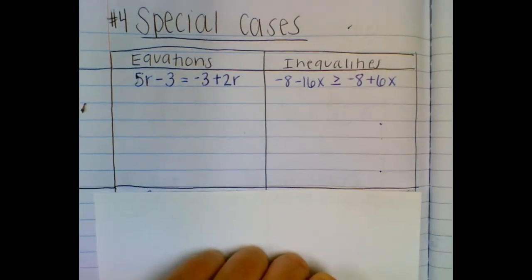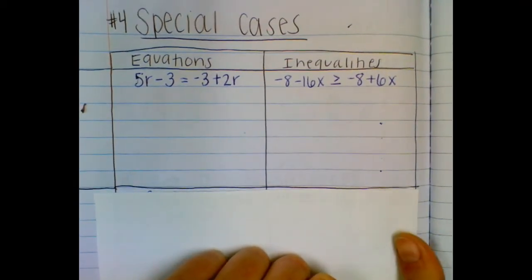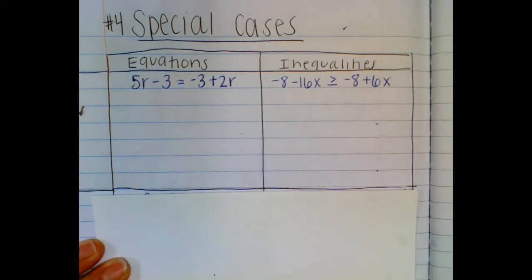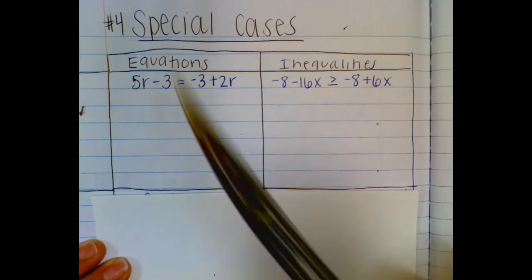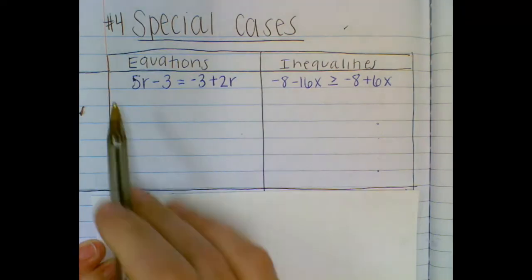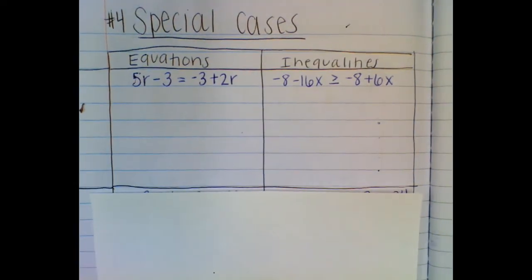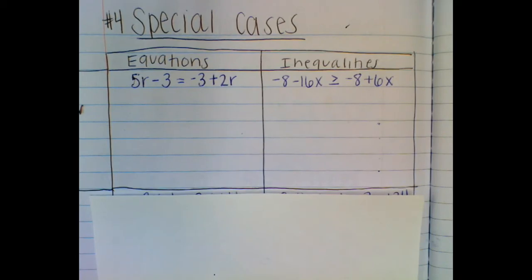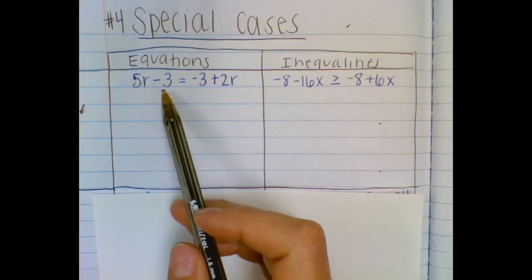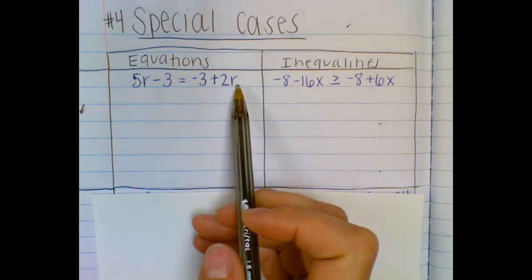Now you have learned how to solve all equations and inequalities now, 1-step, 2-step, and multi-step. So there's going to be a variety of them on this today. So if I want to look at solving this equation over here, I'm going to first see if there's any distribution, and there's not. Then I'm going to check to see if there's any like terms. Well, 5r and 3 are not like terms, and -3 and 2r are not like terms. That means that I cannot combine anything.